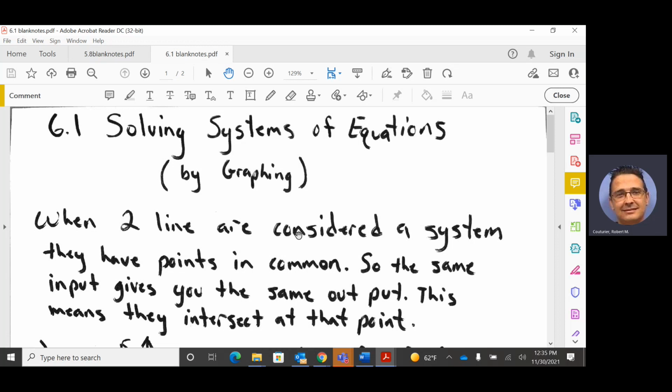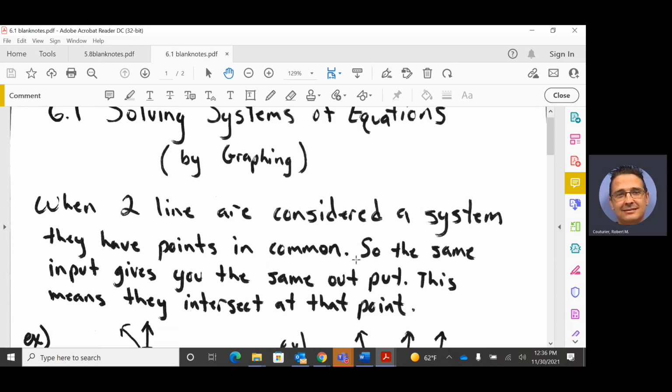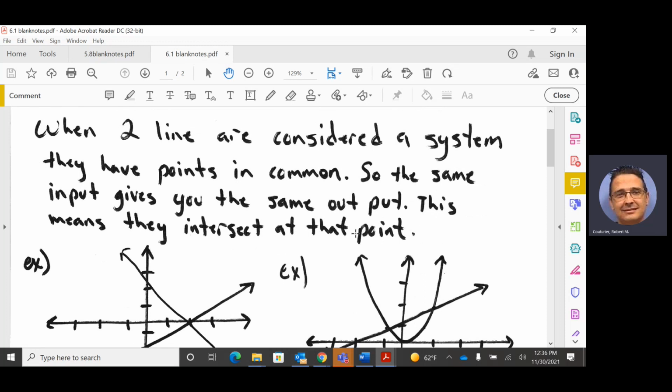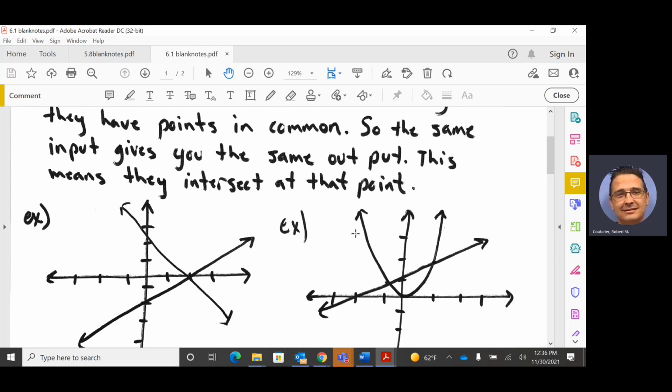So when two lines are considered to be a system, they have points in common. So what this means is that the same input into each equation is going to produce the exact same output. It's like one number gives you the same answer for both of the equations. This means that that is the point where the two lines actually intersect, or they actually cross. So that's what we have to look at and think about and be careful.